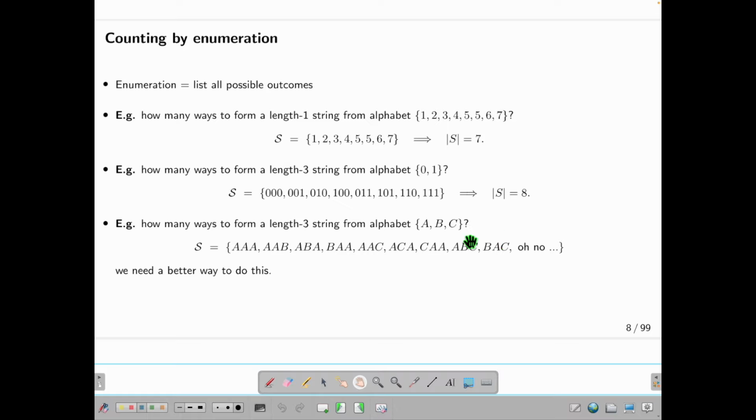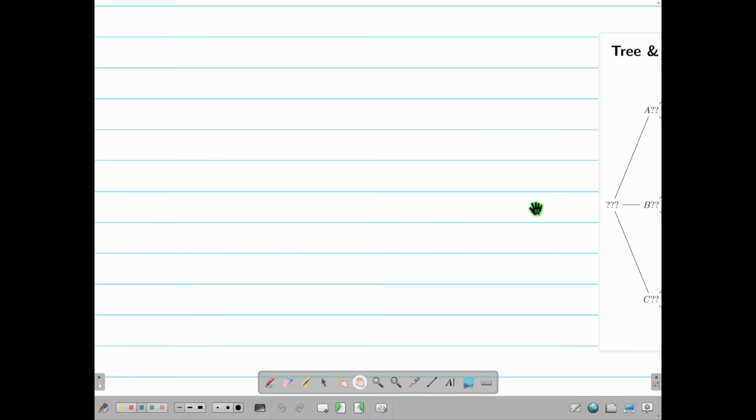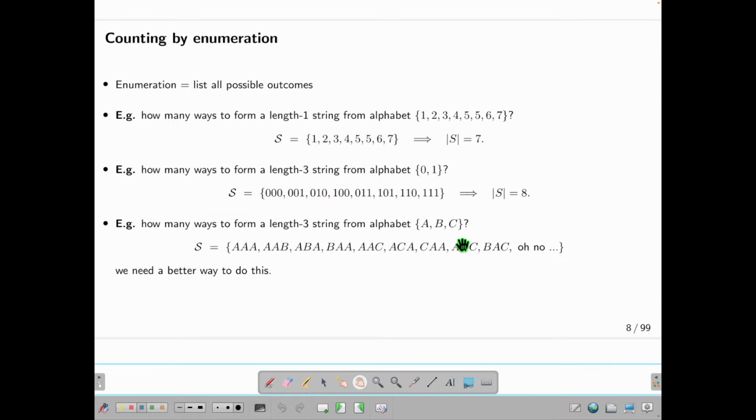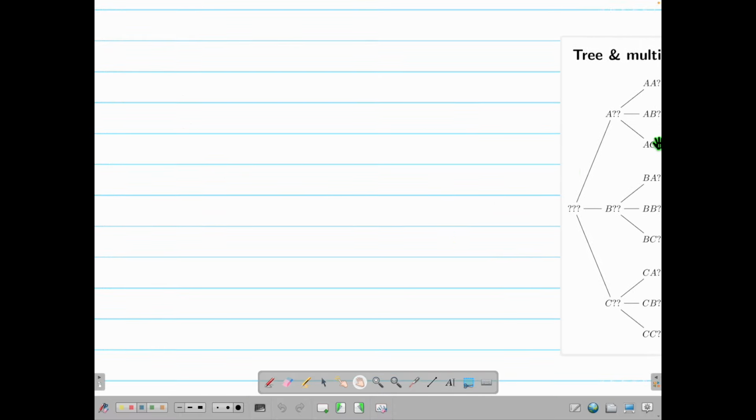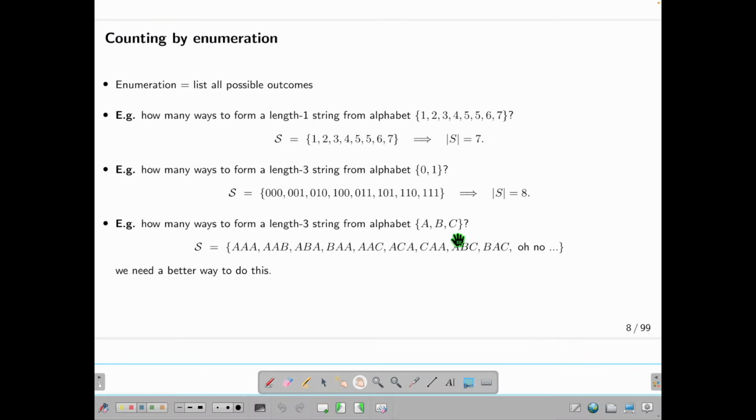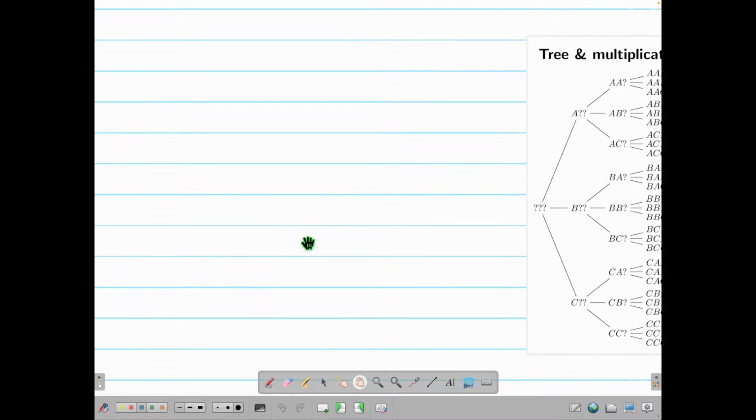What is this? I have 3 options in my alphabet. So I have 3 branches. This 3 has a meaning. It means I have 3 things here. Then what? Every time when I move, I have 3 things. So this 3 has a meaning. This 3 comes from how many things here? And then what? I have a length-3 string, right? It means I move 3 times.